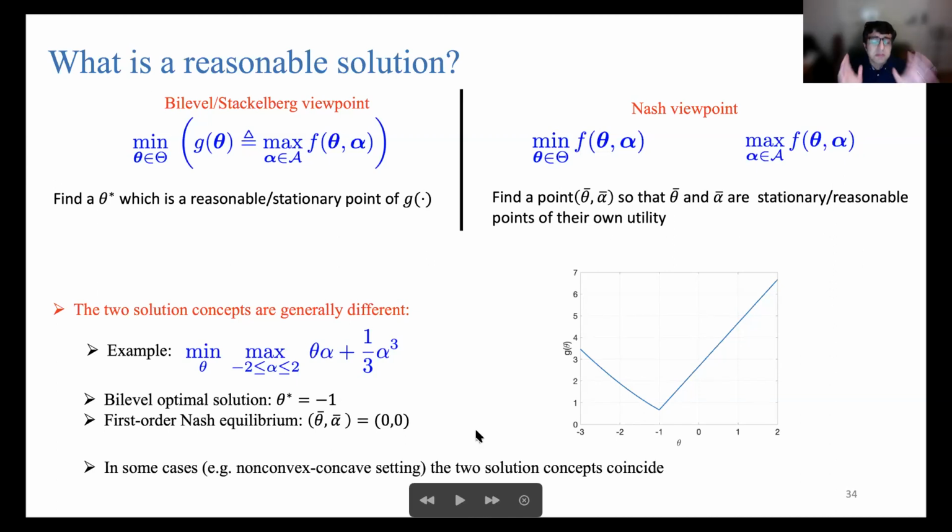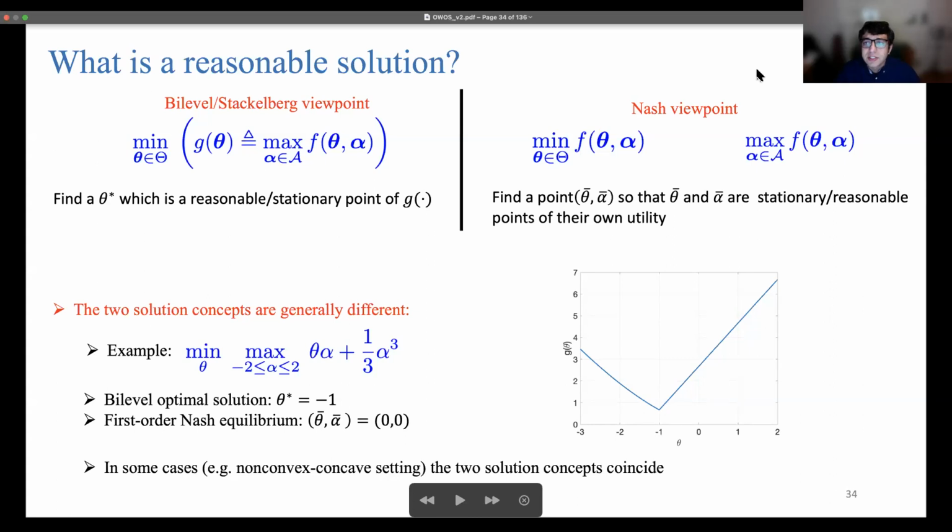But there are some special cases where the two concepts coincide. For example, the non-convex concave setting or the non-convex strongly concave setting that I'll talk about. These two solution concepts coincide and they are related. For example, when your F is concave or strongly concave in alpha, the two concepts coincide. I'll talk about how these two are related.